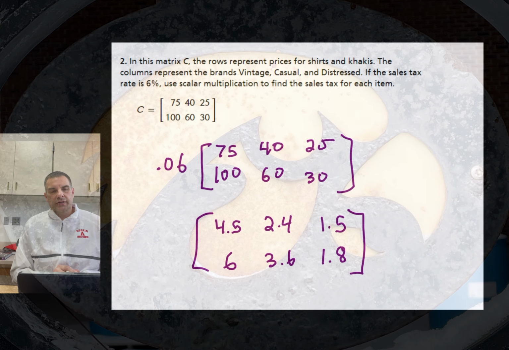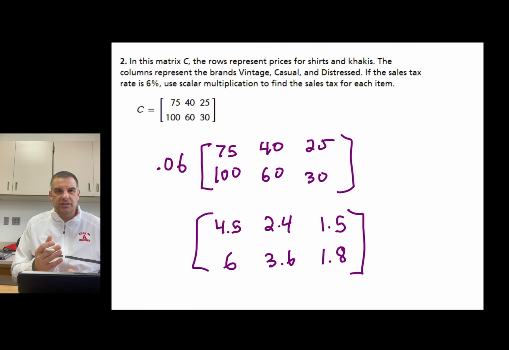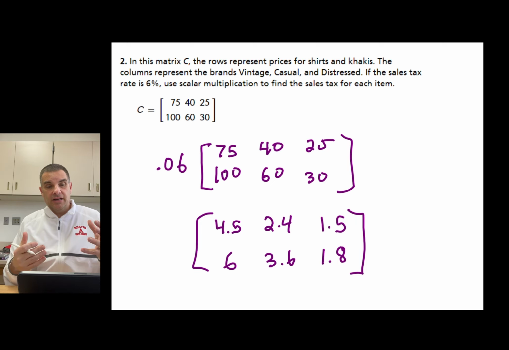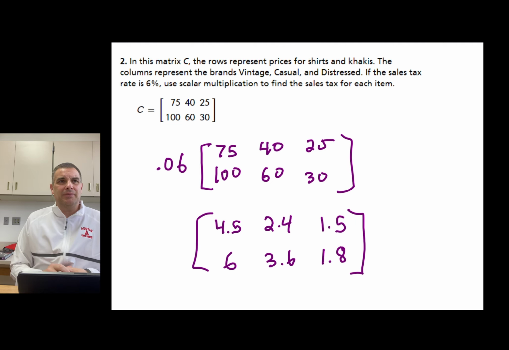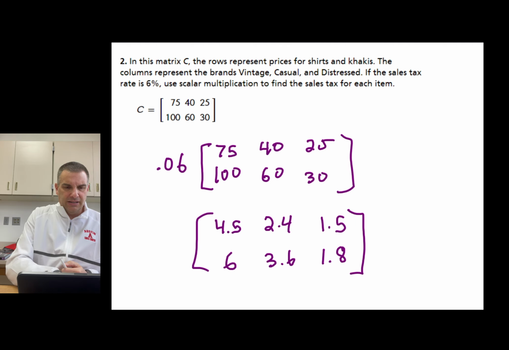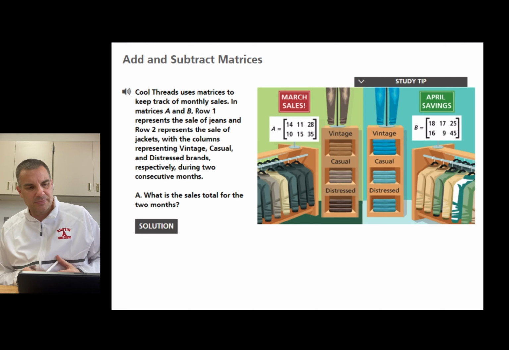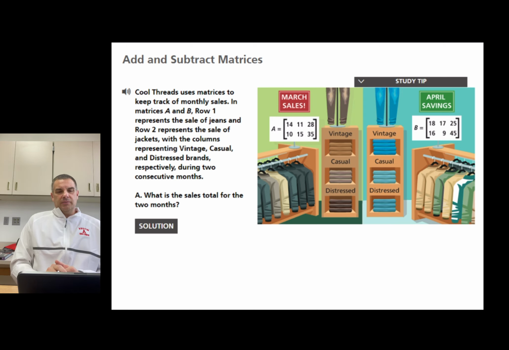So there's our new matrix, if there was a 6% tax placed on it. Now that we've got the $75 item that has a $4.50 tax, how do we go about adding matrices? That's the next thing we're going to look at. So, adding and subtracting matrices.